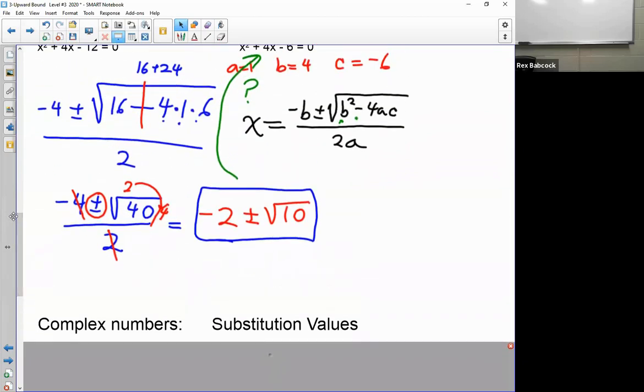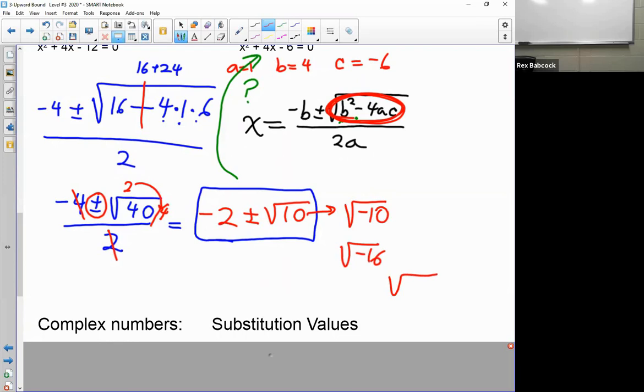This right here in the quadratic formula is called the discriminant. And when it's negative, you can't do it. It's not a real number. In other words, say that the discriminant, instead of 10 here, is the square root of negative 10. That's not a real number. Or the square root of negative 16. That's not a real number. Or the square root of negative 25. That's not a real number.